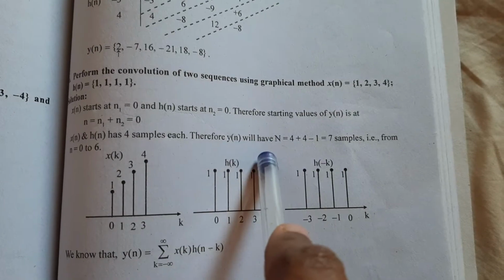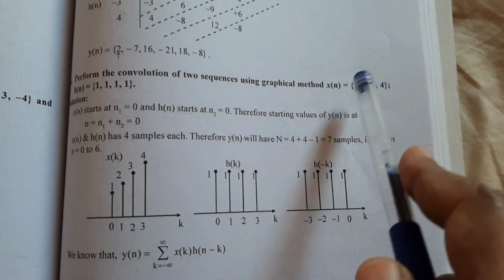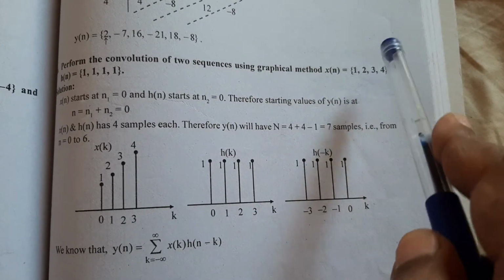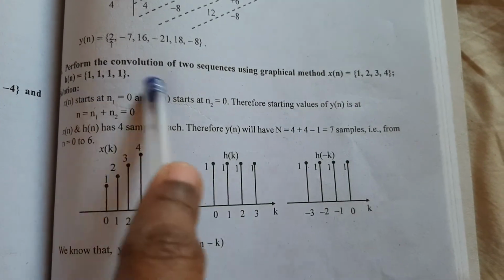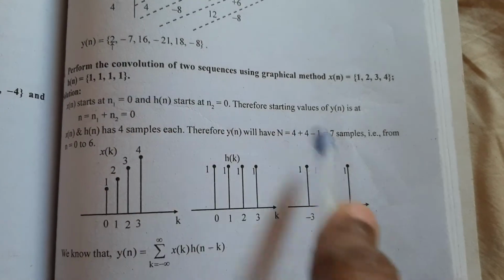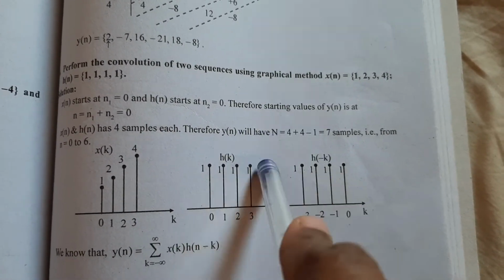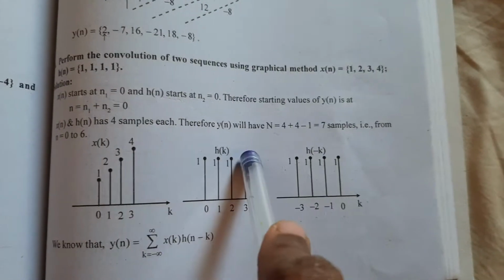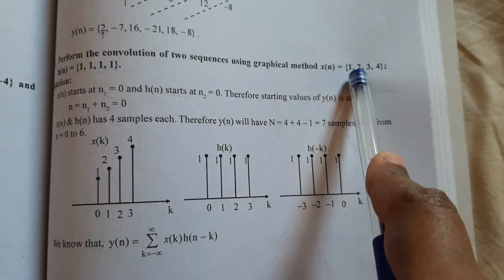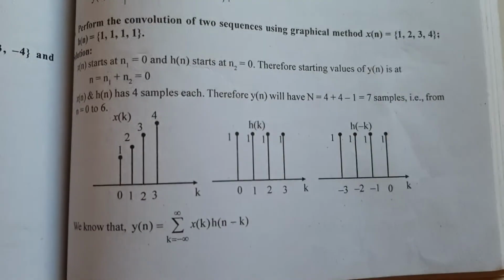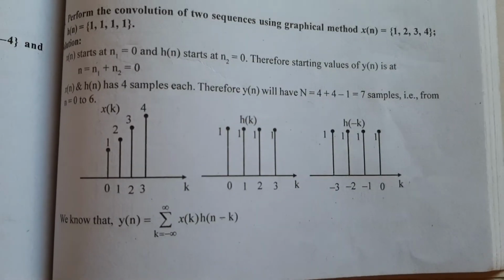Okay, next you want to find the number of samples. That is how you can find the number of samples means you can take the number of samples in x of n. X of n la number of samples irukku 4, so 4. H of n la number of samples irukku 4, so 4 plus 4 is 8. You want to minus 1. Okay, so the number of samples in y of n, that is the output, is number of samples of x of n plus number of samples of h of n minus 1. So here 4 plus 4 minus 1 is 7 samples.